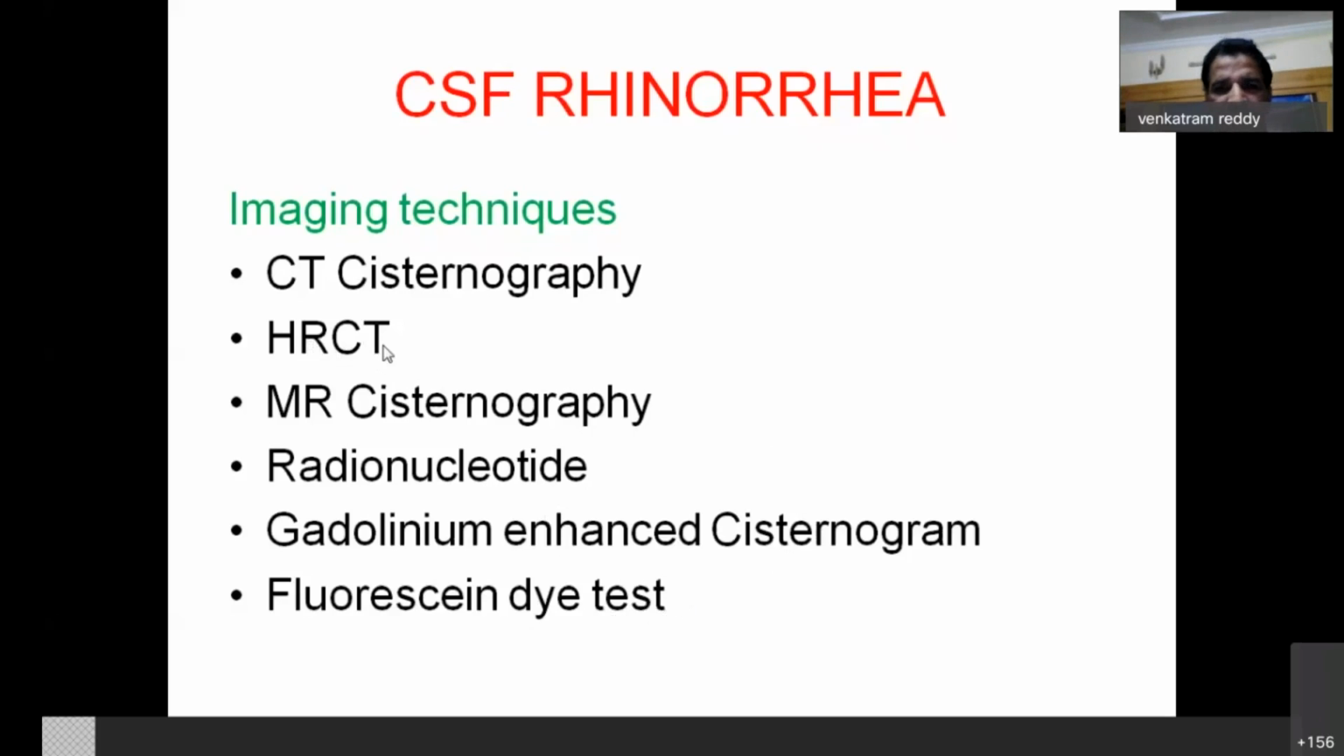To just brief you, for active leaks, CT cisternogram and MRI cisternogram, especially the T2 weighted image, is my choice of investigation. This is non-invasive. Again, this gives a bony defect. Radionuclide is not done. And gadolinium, some centers do it, but this again has complications with meningitis and all.